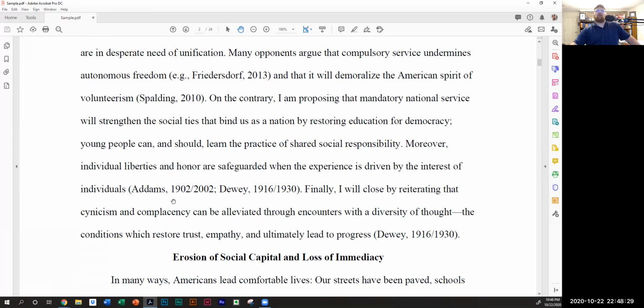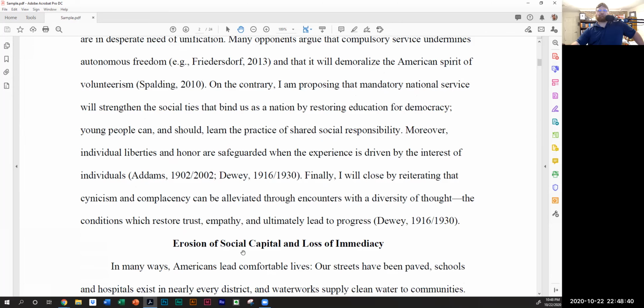Finally, I will close by reiterating that cynicism and complacency can be alleviated through encounters with a diversity of thought, the conditions which restore trust, empathy, and ultimately lead to progress.